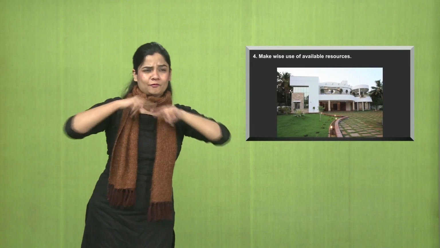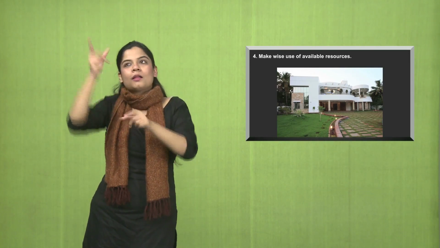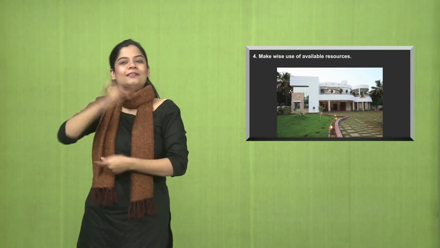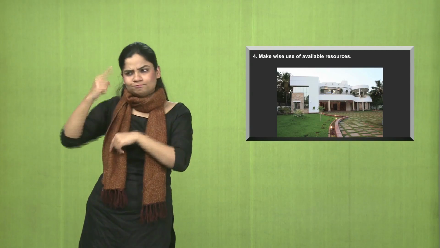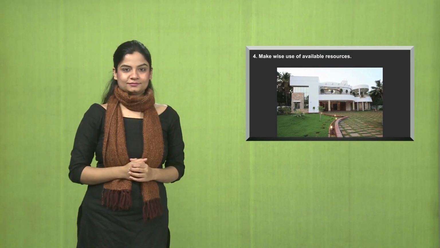Make use of available resources. For example, if you have a very big house and you don't have many family members living in it, people have gotten married, etc., you can give it on rent and you can get money out of it rather than having an empty house and empty rooms. So go for renting the house.